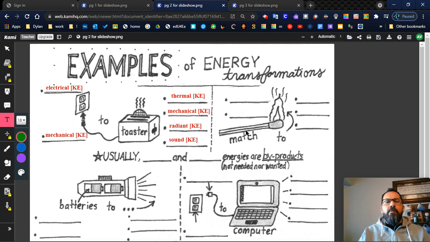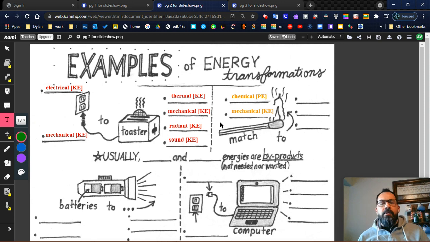So, first of all, the match itself has energy stored in it that is potential energy. So, the first type of energy we're going to see with the match is going to be chemical energy. Chemical energy is the energy stored in matter just because of its composition. Just the fact that it's matter, it's going to have some energy. But the match isn't going to light itself. To light the match, we're going to have to use some mechanical energy.